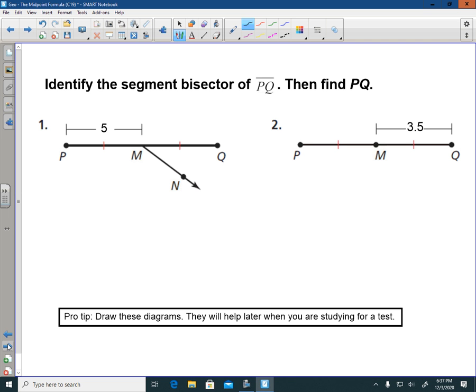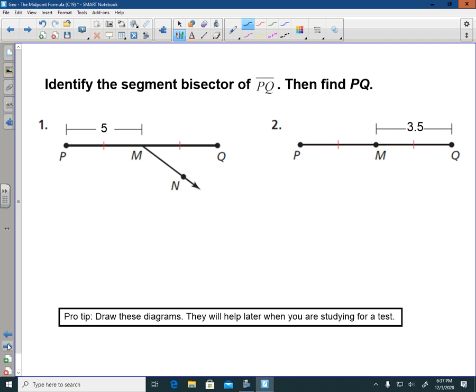So the problem is identify the segment bisector of PQ and then find PQ. In other words, the distance between P and Q. And so to identify the segment bisector of PQ in number 1, we have to find that thing that cuts the segment exactly in half or into 2 congruent segments.